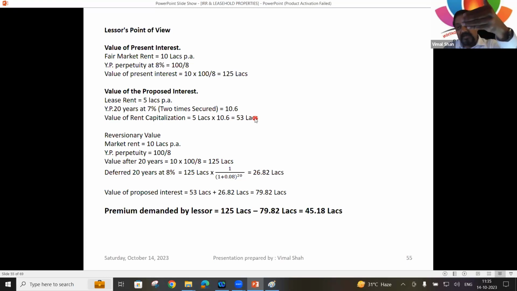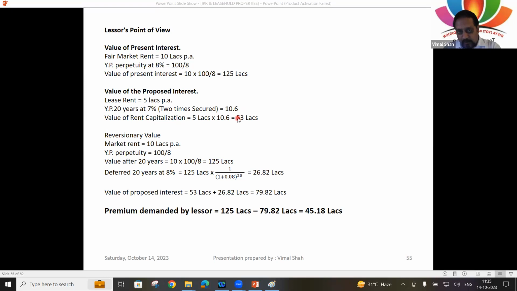Now after 20 years, he will get back the property. Right? So we have to consider the reversionary value of the property. So market rent is 10 lakh per annum. YP perpetuity will be 100 by 8. So the value of the property after 20 years will be 125 lakhs. If I defer it to today's value, it is coming 26.82 lakhs.